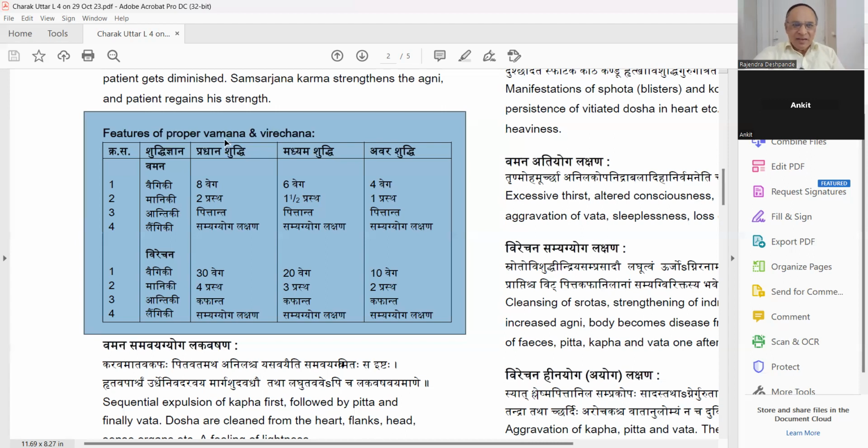Now, first class purification, number 1: the patient, not you, not the doctor, should get 8 times vomiting and 30 times loose motion. Oh my God, OMG. But yes, they have given it. Maybe at that time, in Charak's time, the people were very strong. So 8 Vegas here and 30 Vegas there. Then Madhyama Shuddhi, moderate purification, 6 Vegas, and Avara Shuddhi, 4 Vegas. You have to remember all this table. For me, in practice, I don't bother about this too much.